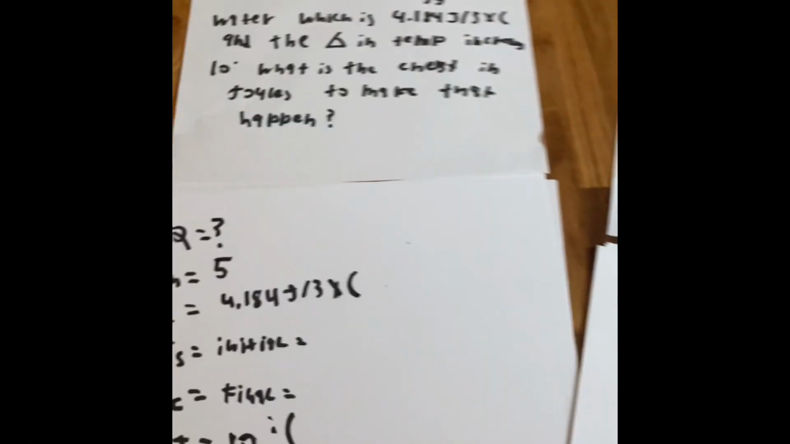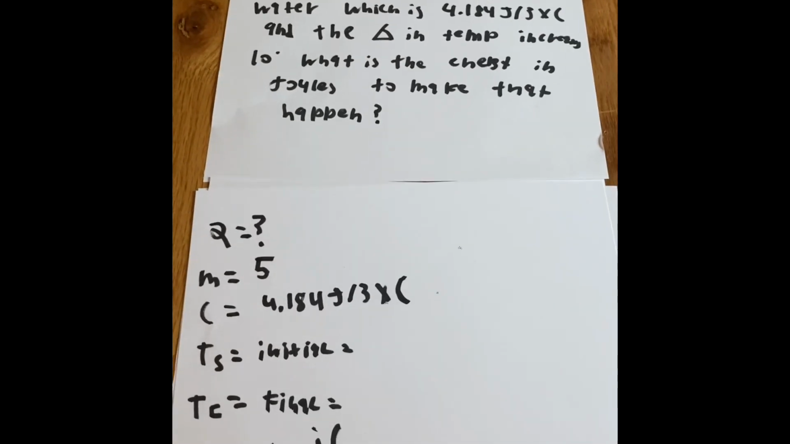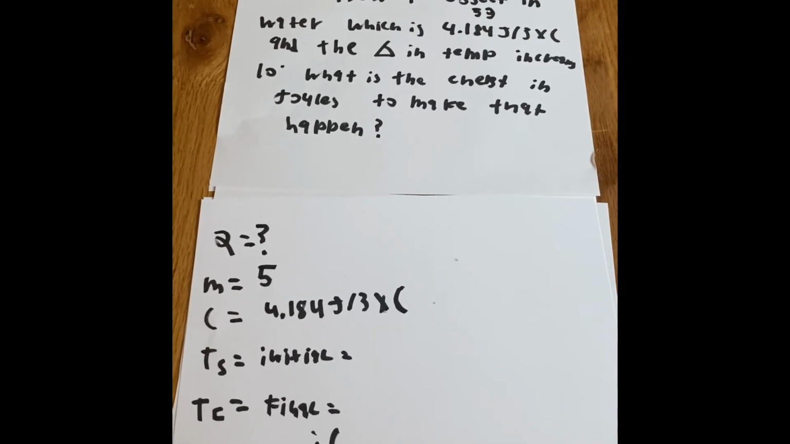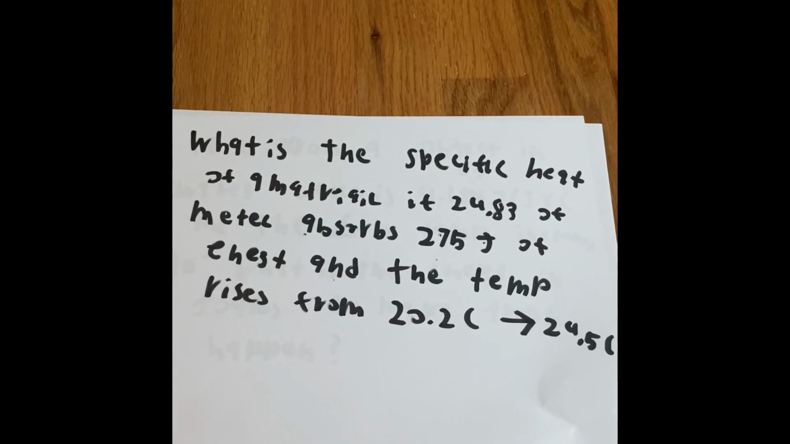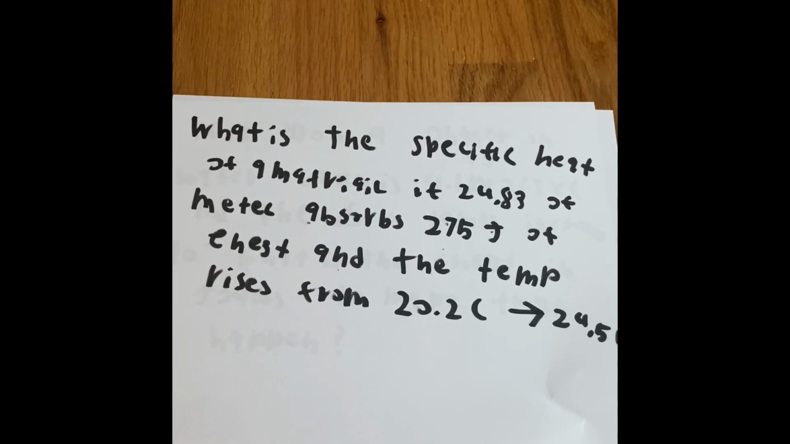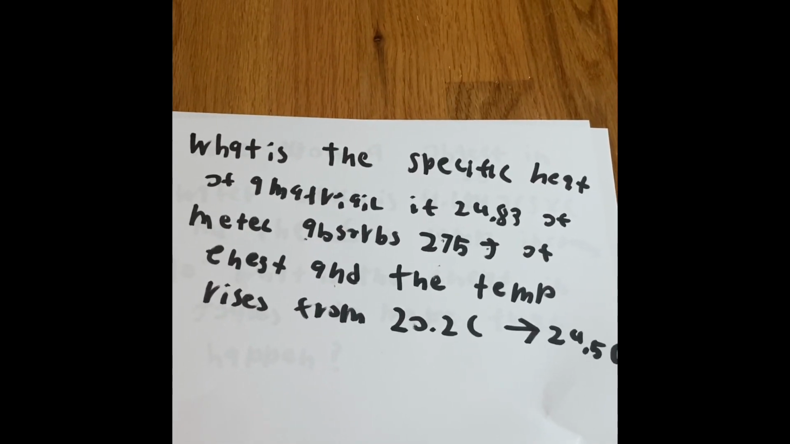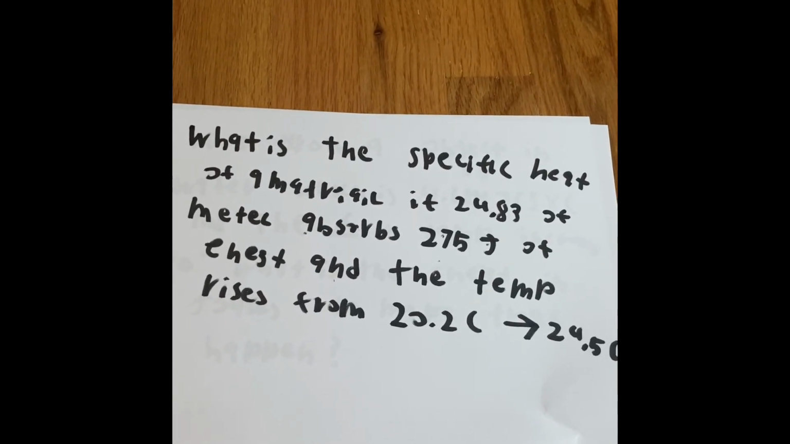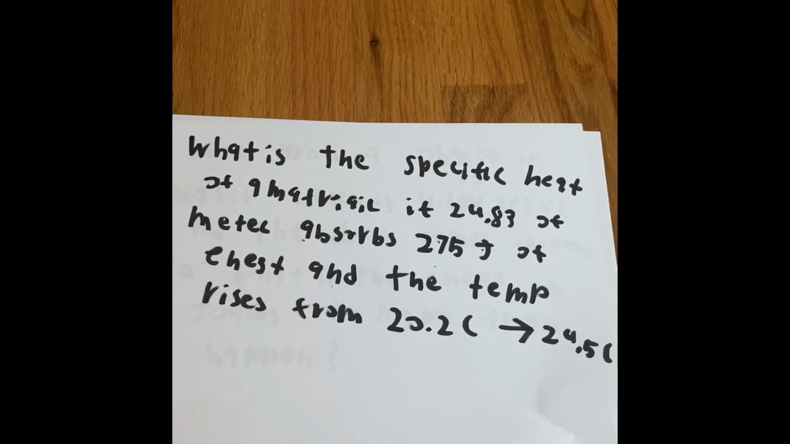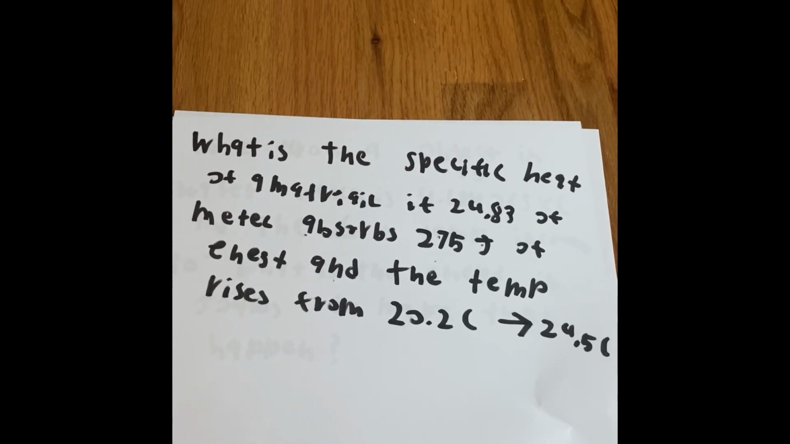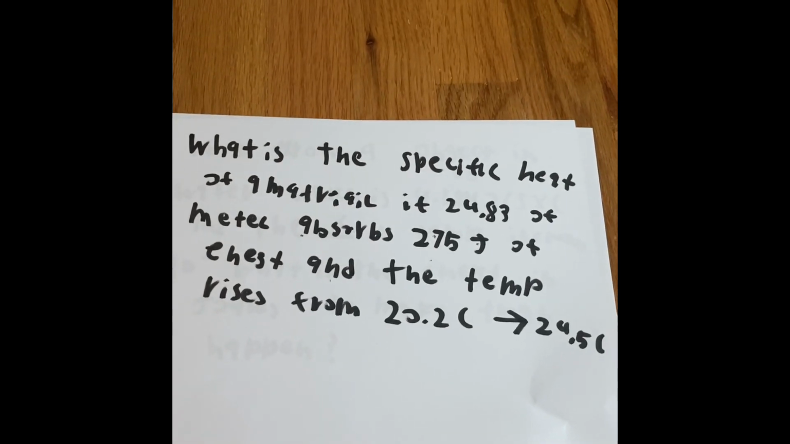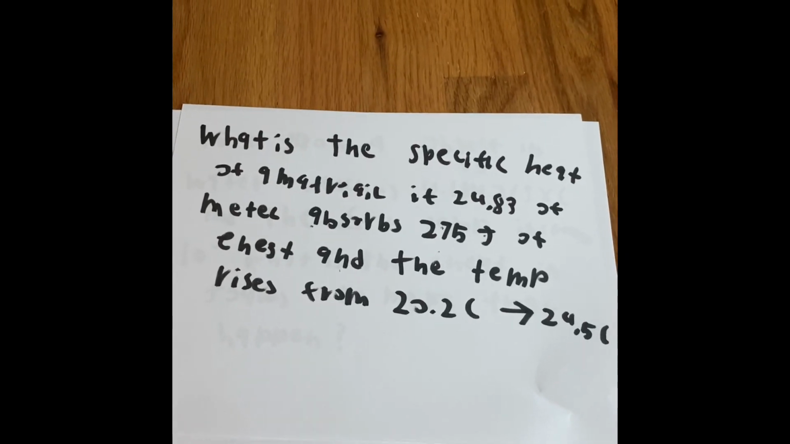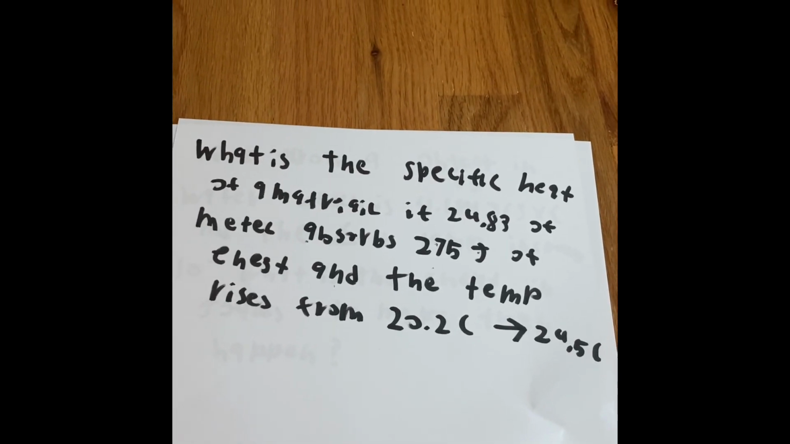So we solved an easy and simple problem. Let's solve another one so we can apply what we have and see what happens. This is the final problem of the day. What is the specific heat of a material if 24.8 grams of metal absorbs 275 joules of energy? The temperature rises from 20.2 degrees Celsius to 24.5 degrees Celsius. So what is the specific heat of the material?